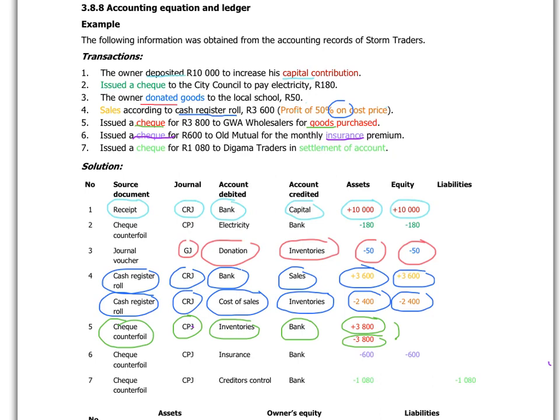So here we use a check counterfoil. When we pay out money, it will be recorded in the cash payments journal. The expense is insurance. I've taken money out of the bank. Insurance is an expense that will reduce my profit, so my equity will decrease. Bank is an asset. Because I've taken money out of the bank, my assets decreased with 600 Rand.